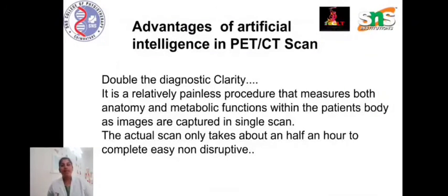There are several advantages in this scan. Some of the advantages of artificial intelligence in PET or CT scan are: double the diagnosis clarity. It is a relatively painless procedure that measures both anatomy and metabolic functions, that is physiology, within the patient's body as imaging is captured in a single scan. The actual scan only takes about half an hour to complete, an easy non-disruptive way. These are some advantages mainly for PET or CT scan.